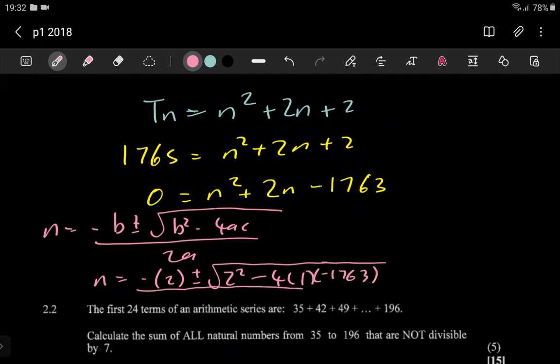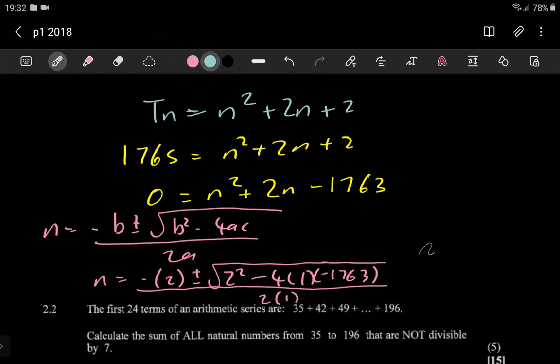and then what do you get? 2a is 1 over there. Nice, nice. So let's just be careful.